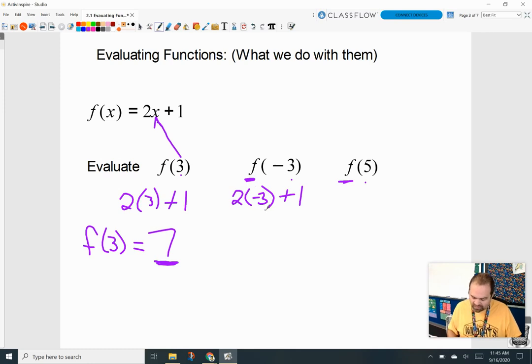This guy's going to be negative 6 plus 1, so negative 5. Be careful with your arithmetic. Don't make those silly sign mistakes. And then the last one here, plug in 5. 2 times 5 plus 1, that guy's 11. Just follow your order of operations, multiplication before addition and subtraction.